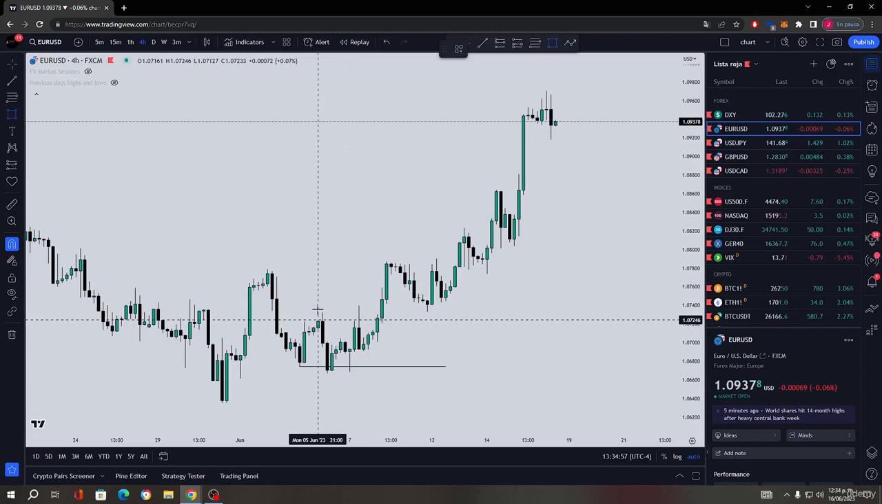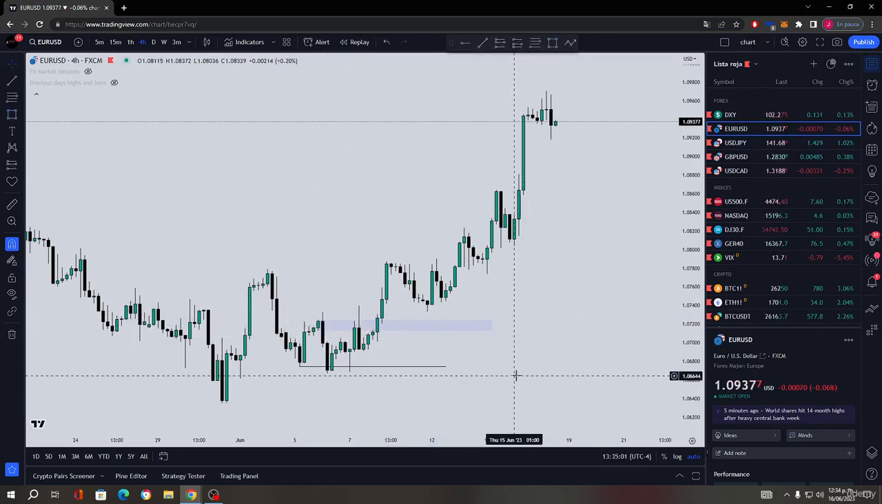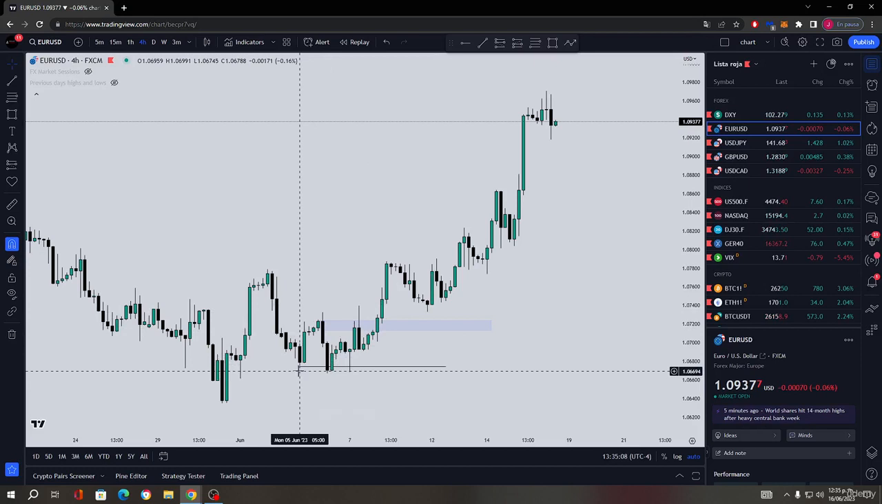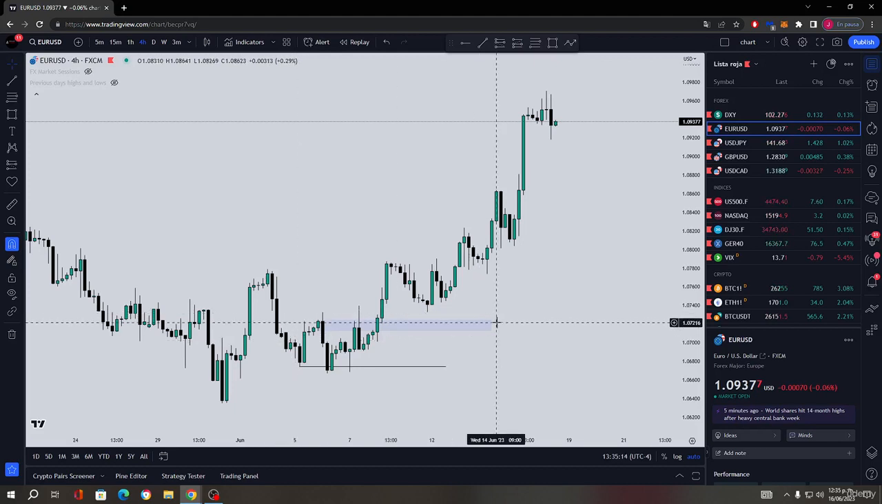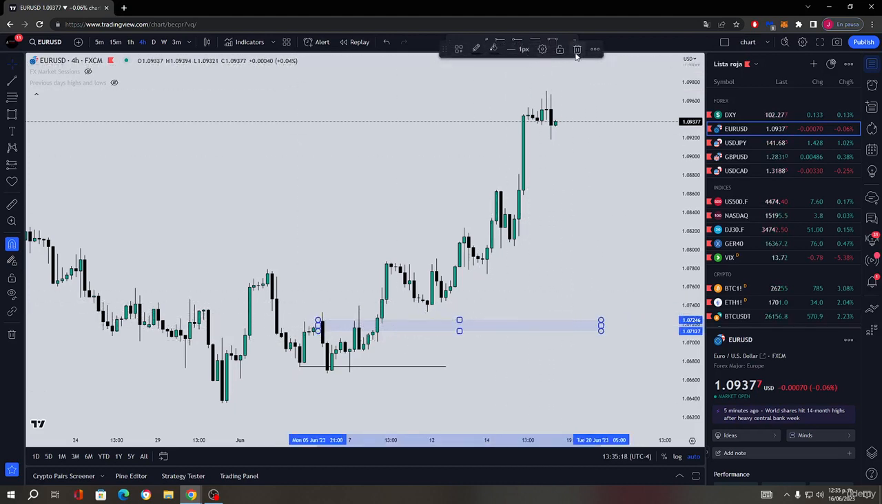Which in this case, this one, okay? This will be a breaker block. A breaker block is an up candle before the run on stops, which this was the run on stops, and then we break structure here. Did we tap into the breaker block? Not really, we did not tap into any breaker block.